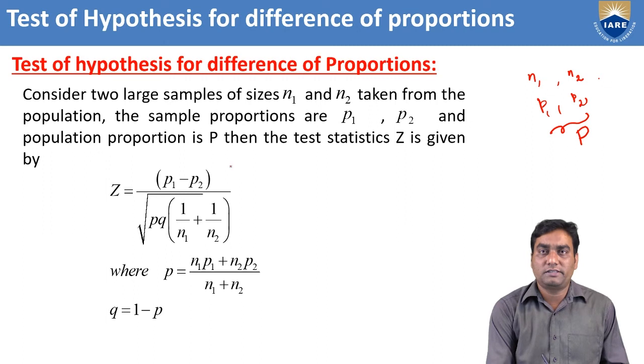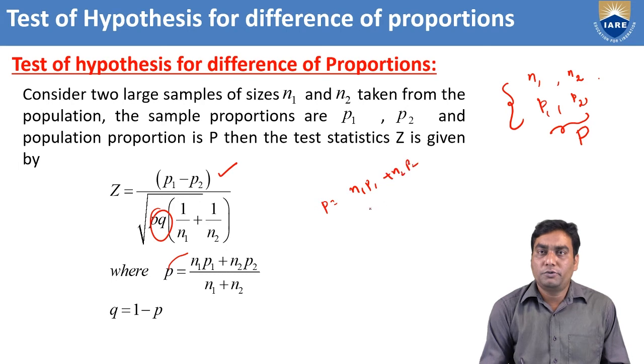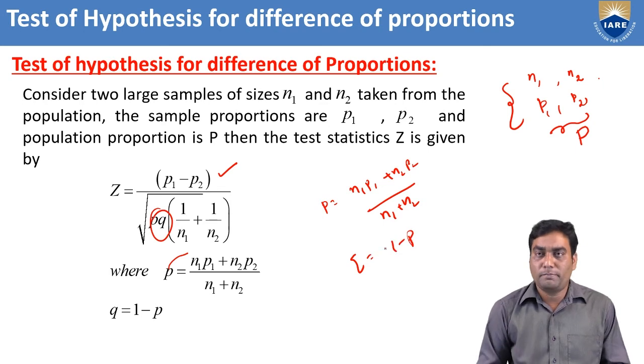Then the test statistic Z equals P1 minus P2 by under root of PQ into 1 by N1 plus 1 by N2. From this we know all the values except P and Q. But we can find out the P value. P is N1 P1 plus N2 P2 by N1 plus N2. After getting P, we can find out Q equal to 1 minus P.